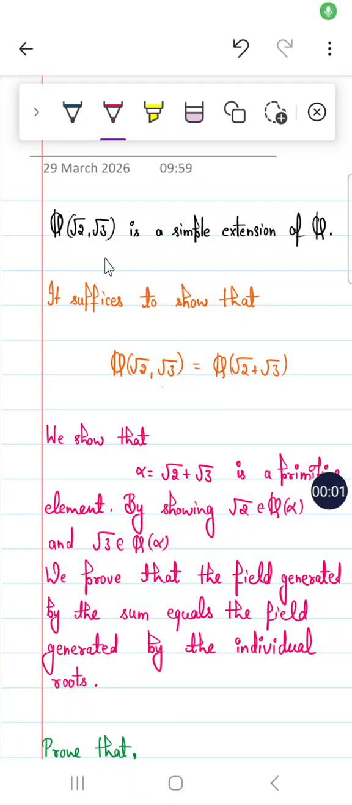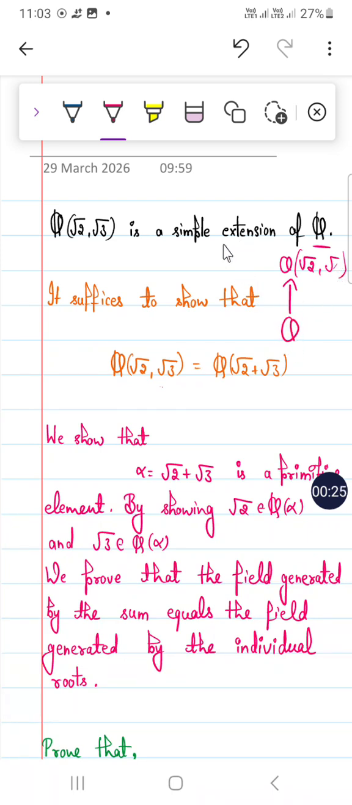Hello friends, today we will discuss that Q(root 2, root 3) is a simple extension of Q. This means that, firstly, we know that Q is a field, and second, we prove that if we extend it to Q(root 2, root 3), then it is an extension. Not only an extension, it is a simple extension.